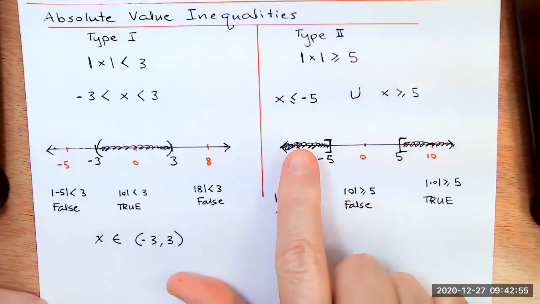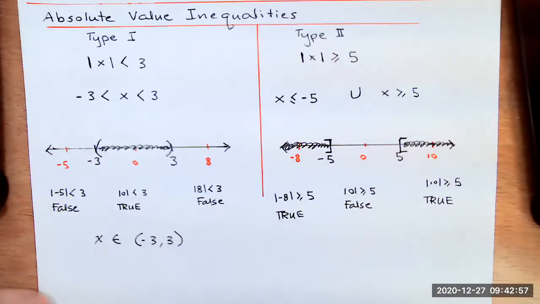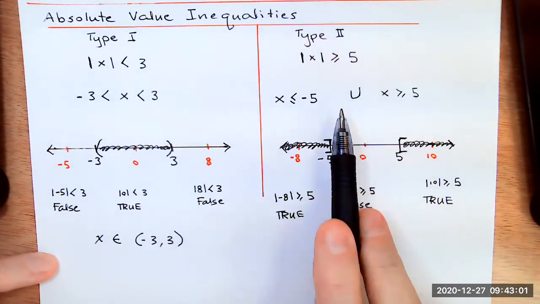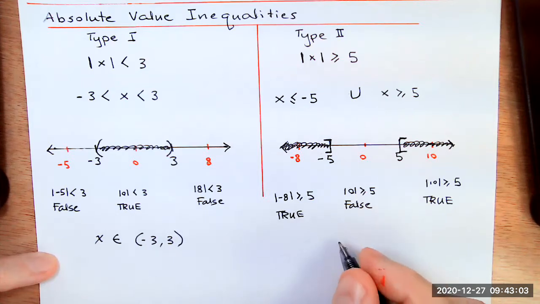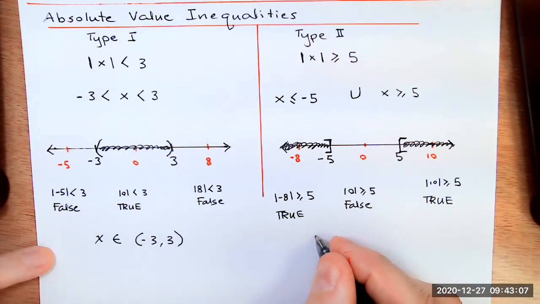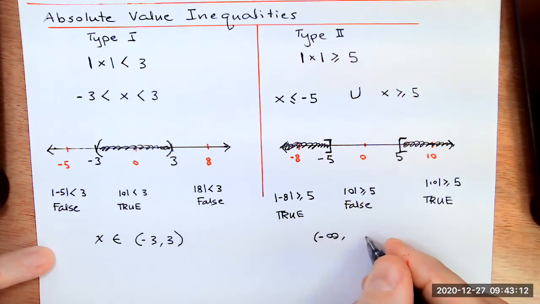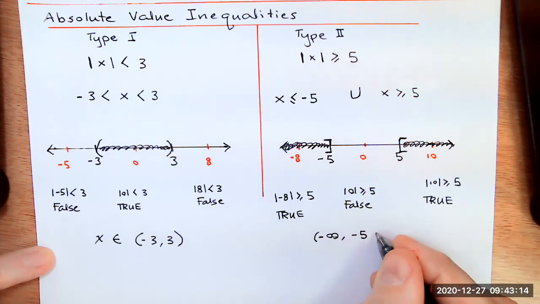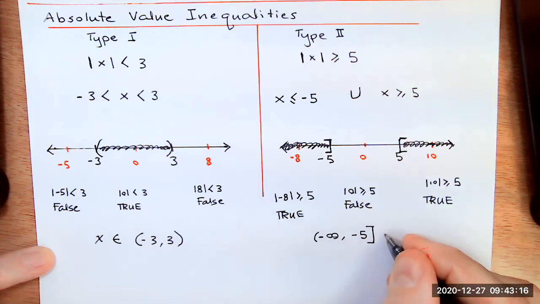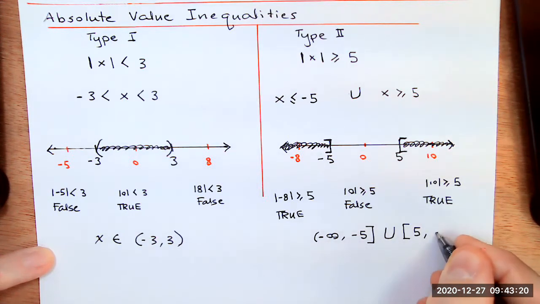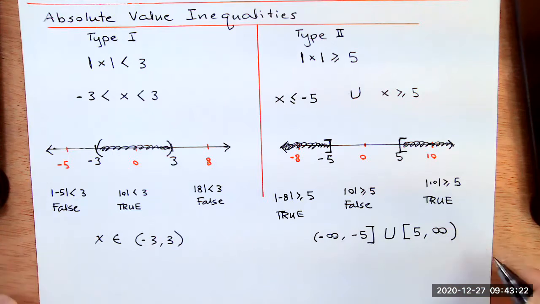And whenever you have a disjointed solution set, you have to use two parts with a union. If you try to write it all as one statement, that won't be correct. So you go from negative infinity to negative 5, union 5 to infinity.